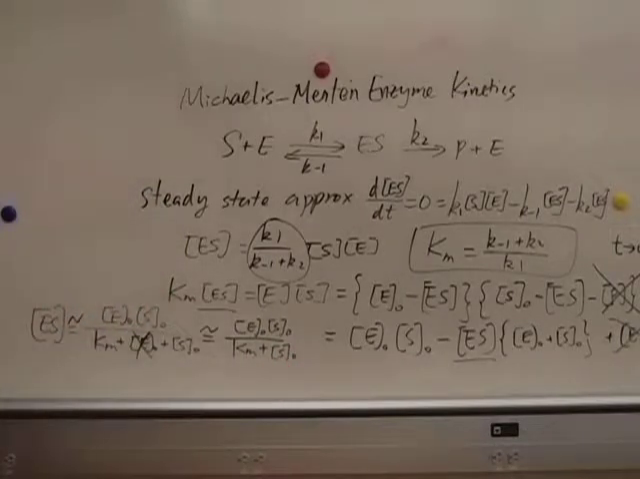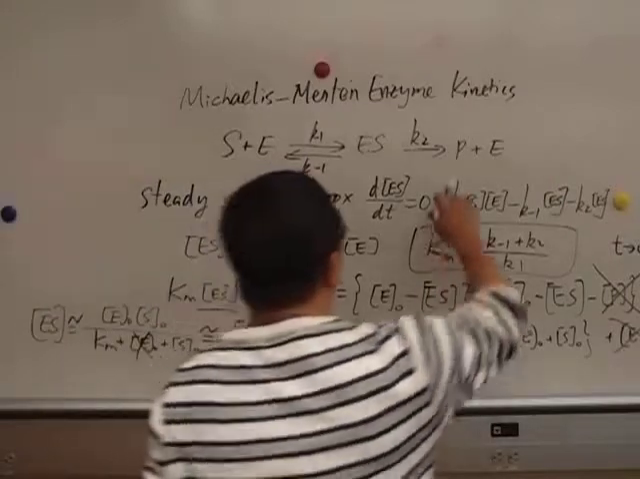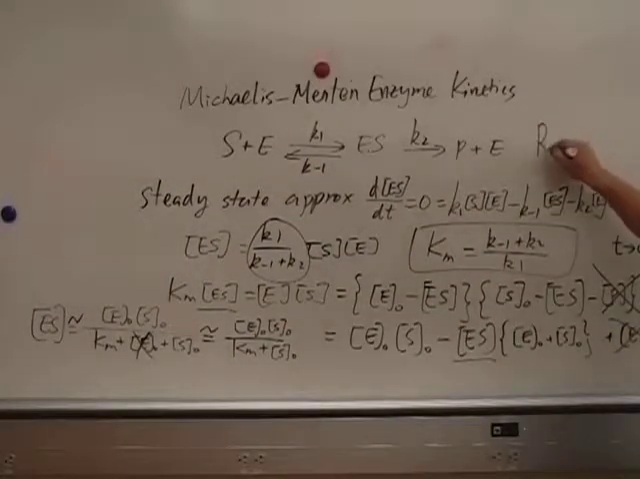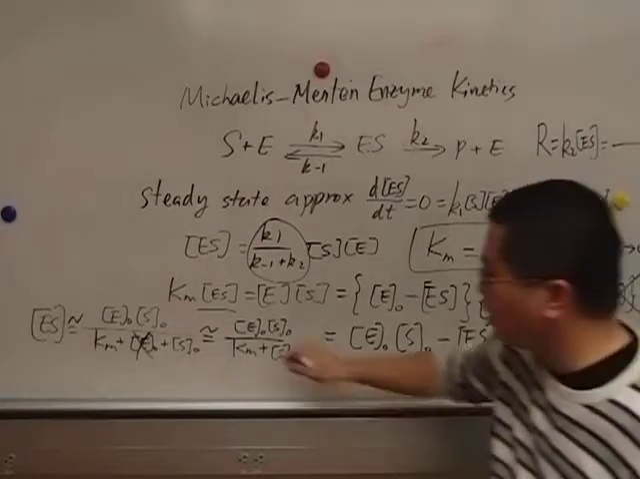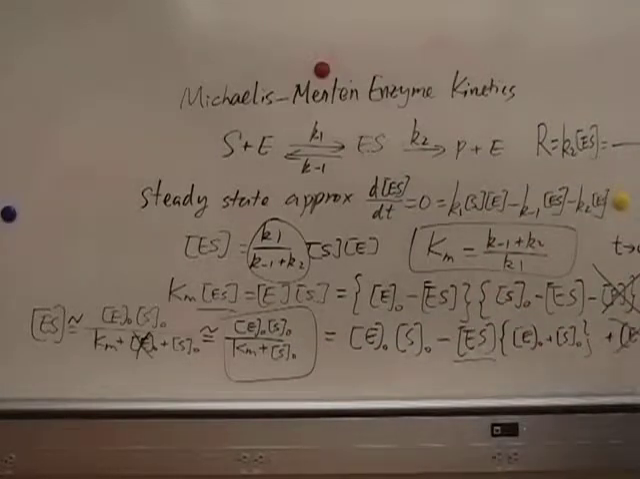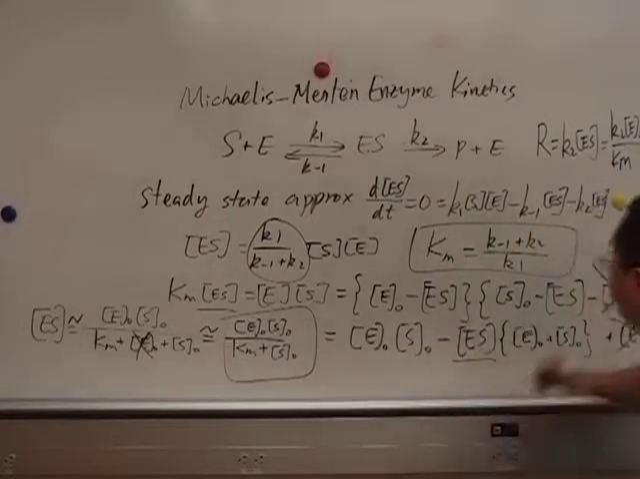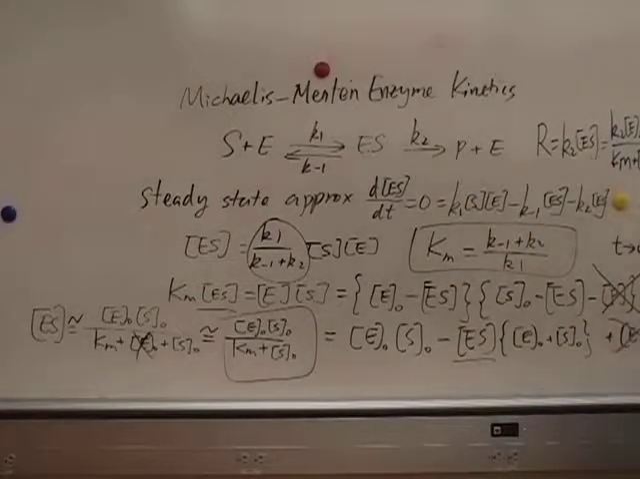Now we're going to look at the reaction rate. The reaction rate is how fast we can produce P. So the reaction rate is K2 times ES, and we're going to plug in this expression for ES. It's going to be just K2, E naught, S naught, divided by Km, where M stands for Michaelis-Menten, plus S naught. If you look at this reaction rate, it is proportional to the initial concentration of the enzyme, but it is not linear in the initial concentration of the substrate.